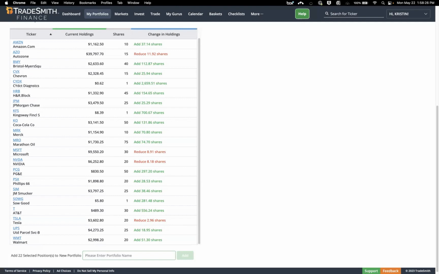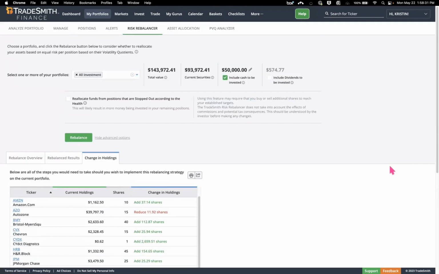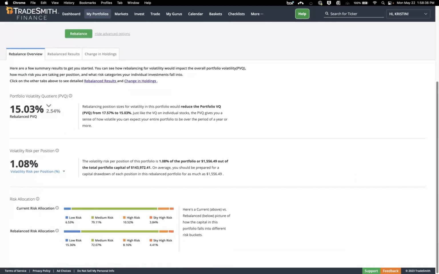So let's go ahead and recap today's lesson. Let's go back up here. All right. So along with the volatility quotient and the health indicator, equal risk position sizing is key to TradeSmith fundamentals. Again, when we talk about risk, we look at the amount of normal risk we take in each of our positions. Today, I showed you how we can simply adjust the share sizes of your positions, so that you can reduce your overall portfolio volatility.